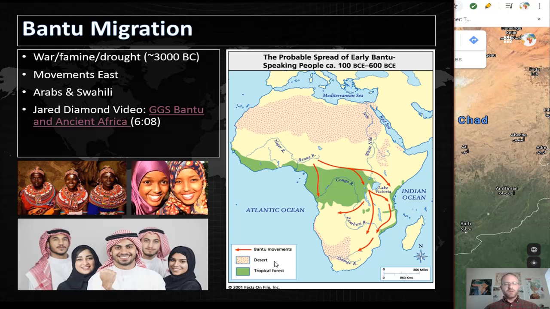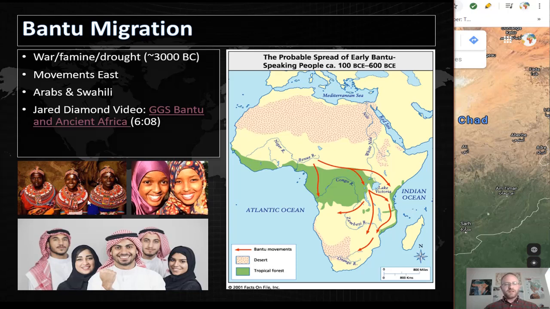Now, the picture on the bottom left shows a group of Arabs. Now, these people would intermarry with Bantu people and create the people shown here in this picture on the right. Now, these are ethnically mixed people that speak Swahili and practice Islam.